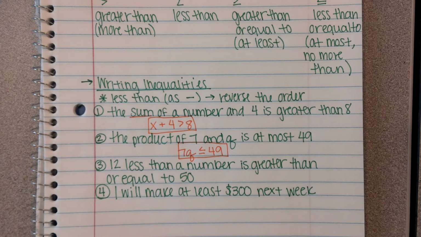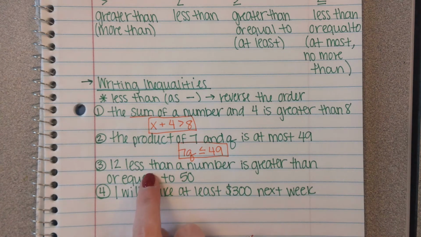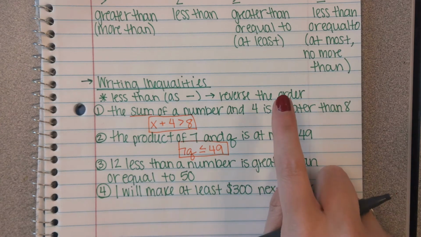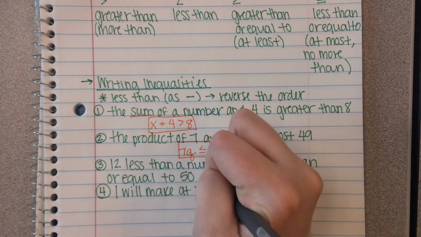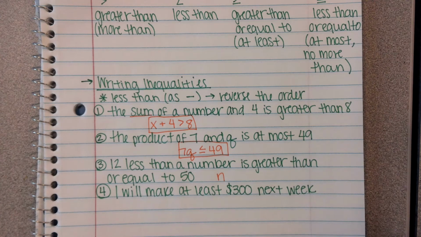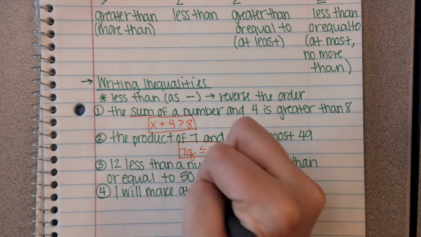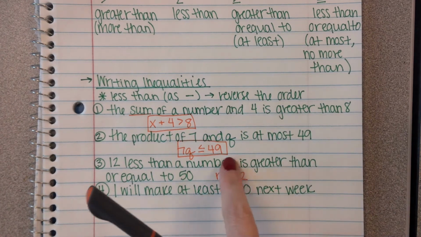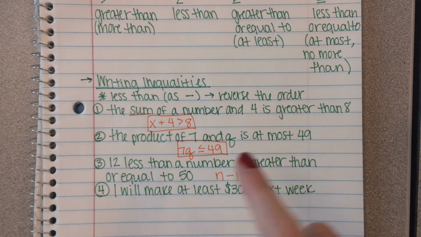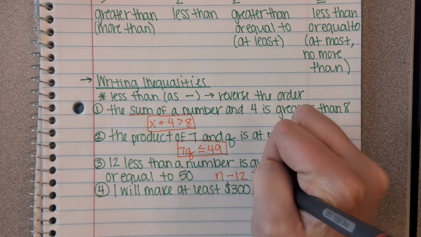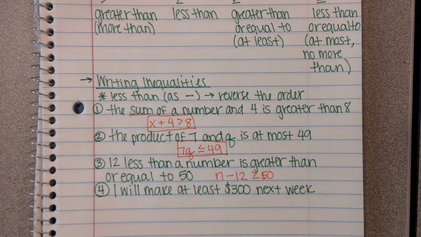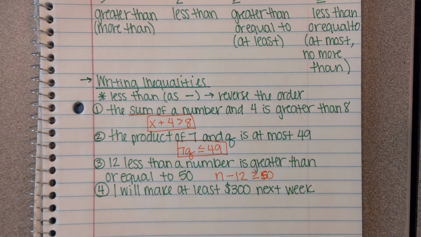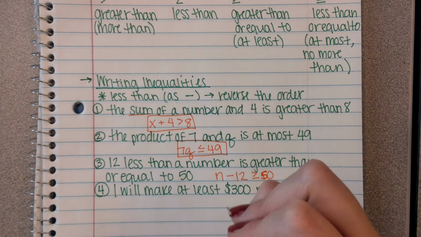Number 3, 12 less than a number is greater than or equal to 50. So 12 less than a number. In this case, less than is referring to subtraction, so we have to reverse that order. So we have a number, I'm going to say n. You can use x, a, b, whatever you want to. Less than is subtraction, and we're subtracting 12. Now, this is greater than or equal to 50.